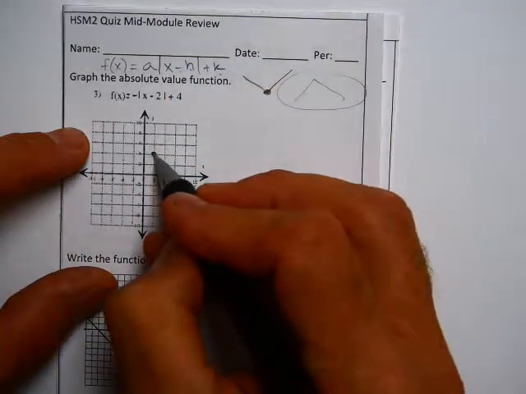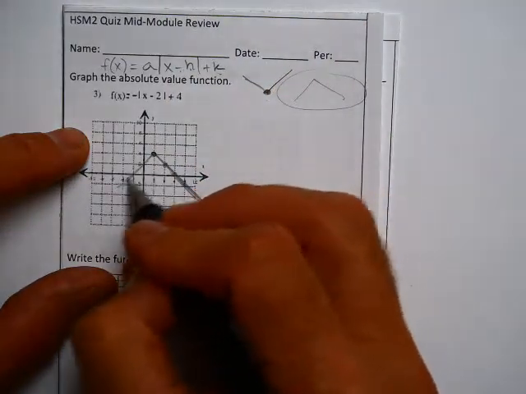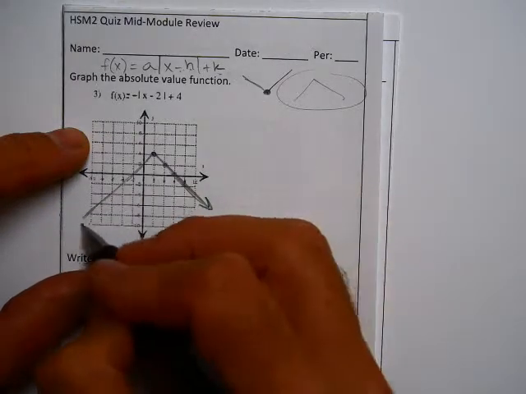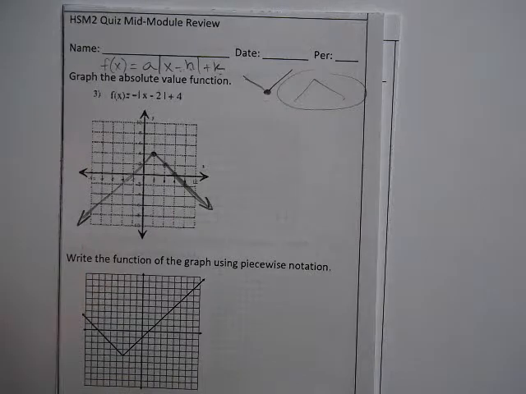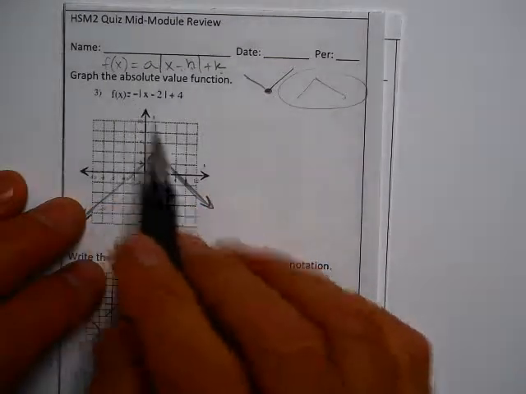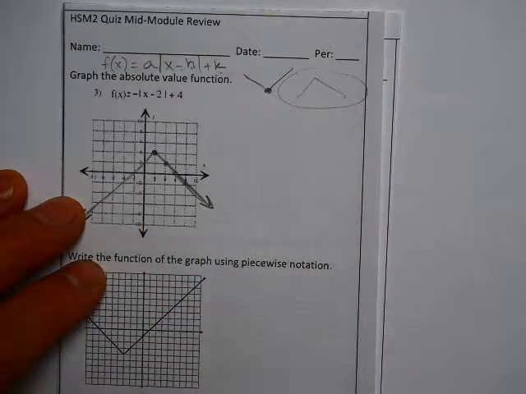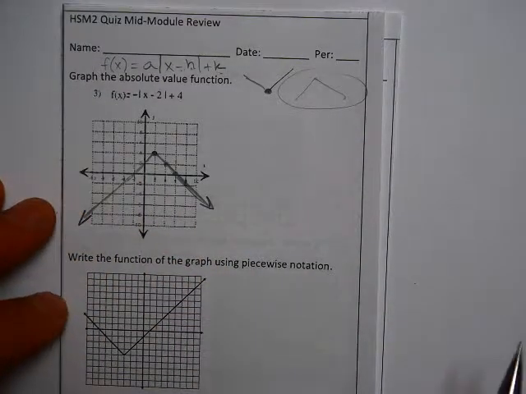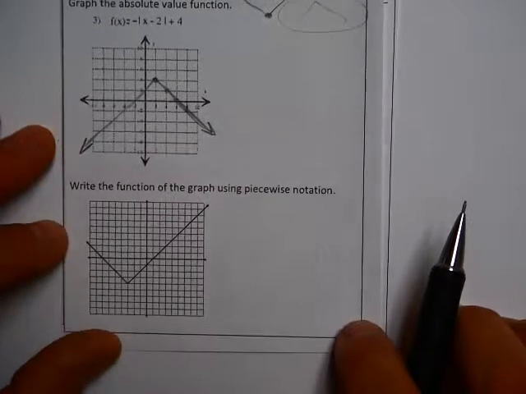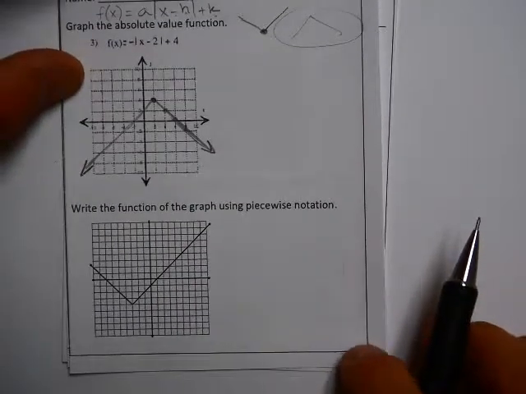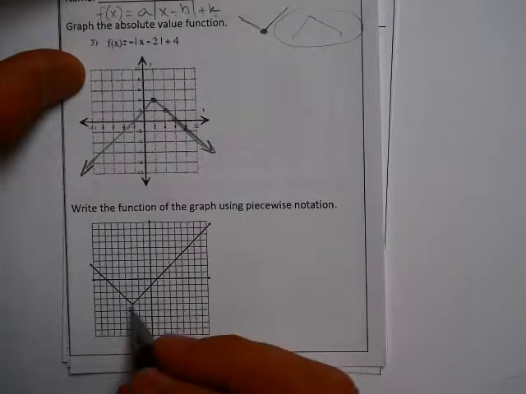To the left, it's going to be the opposite. It's actually going to be a positive slope, positive 1. So this always indicates what's happening to the right of the vertex, and the left of the vertex is going to be the opposite of that. Okay, so hopefully using that knowledge and that formula, we can apply that here.